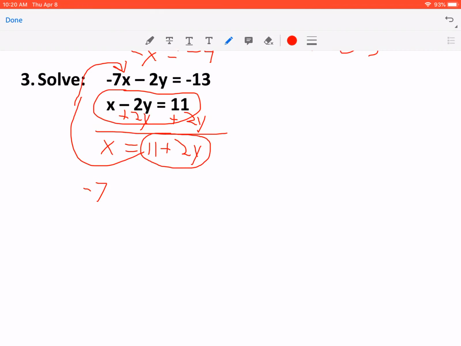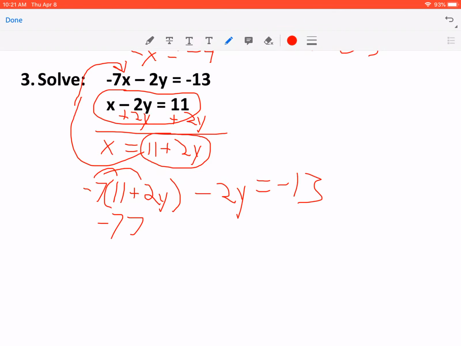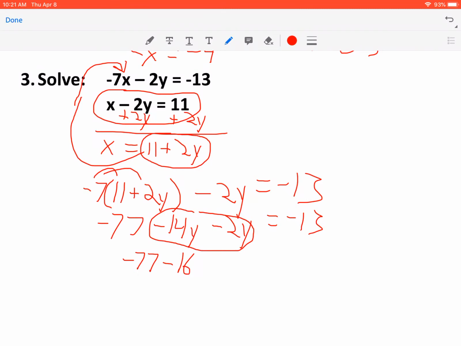So now you got negative 7x, but if x is equal to 11 plus 2y, minus 2y equals negative 13. Got to use distributive property. Negative 7 times 11, that's negative 77. Negative 7 and a 2y is minus 14y. You also add the minus 2y equals negative 13. These can be combined. So negative 14y and a negative 2y, that's negative 16y. So I got negative 77 minus 16y is negative 13.